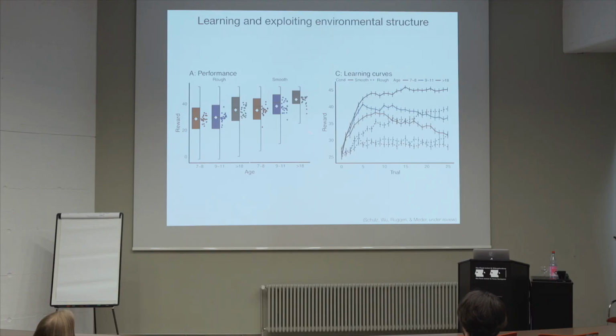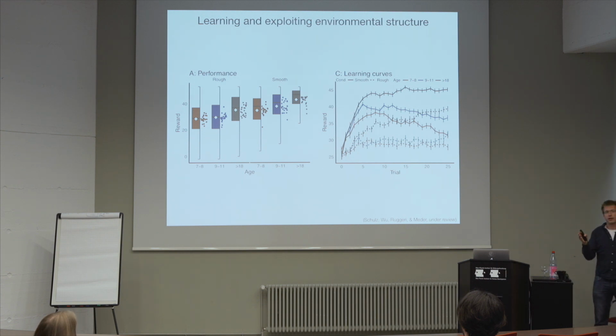And you can see two points here. If you contrast behavior within age groups, you can see that they are always doing better in the smooth than in the rough environments. That holds for all three groups. So even the youngest children, 7 to 8-year-olds, learn about the environmental structure and are able to exploit that structure in their search behavior. Otherwise, we wouldn't see a difference. The other thing is that we have an overall trend of age: adults are doing better than older children, who in turn are doing better than younger children. And what you see on the right here are the learning curves.